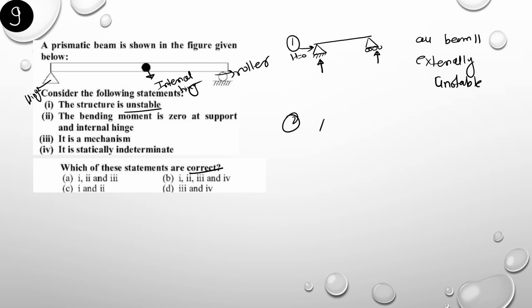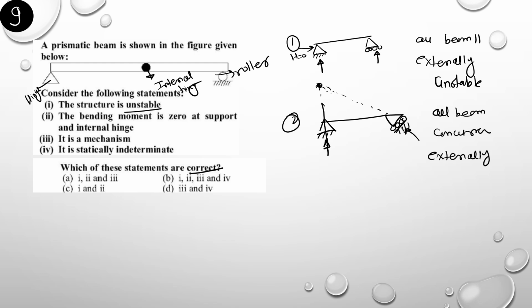Then second, consider this as a simply supported beam with a roller support, but that roller support is in an inclined condition. Here in this condition, both the vertical forces are concurrent to each other, meaning the forces meet each other at some point. If all the forces on a beam are concurrent to each other, then that structure is externally unstable. So here in this case, both the forces are vertically upward and parallel to each other. So that's why this is externally unstable. So first statement is correct.